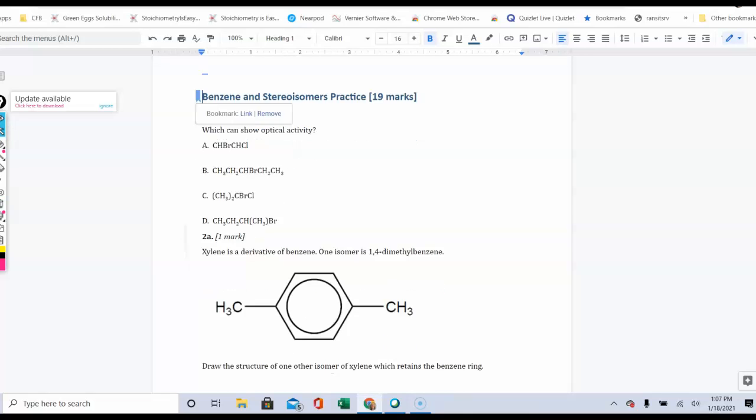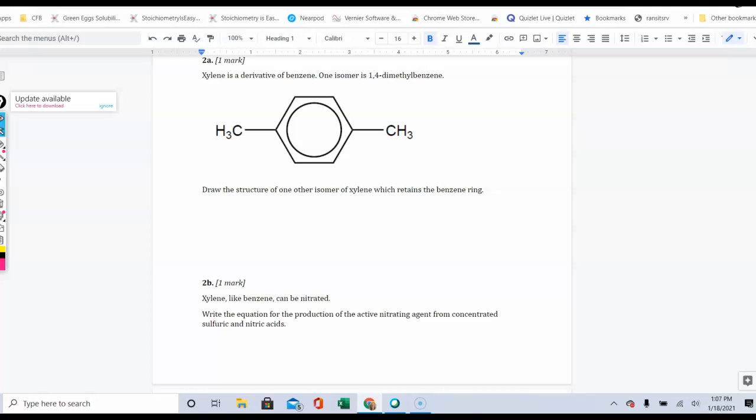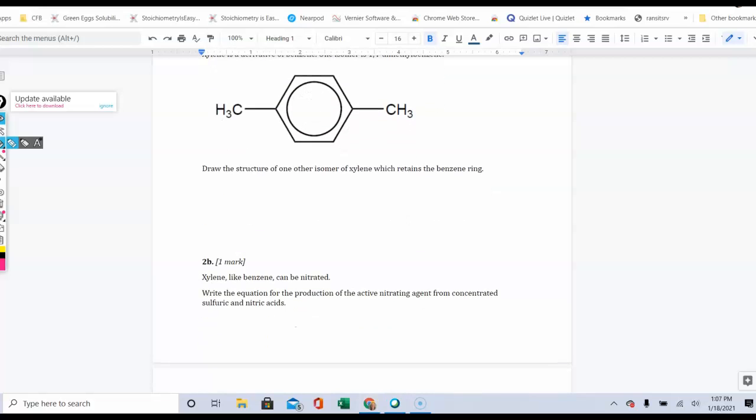Okay, so we're going to move on to this next one. Xylene is a derivative of benzene. One isomer is 1,4-dimethylbenzene. So there's that. Draw the structure of one other isomer of xylene, which retains the benzene ring. So basically, since this is the P designation, you can pick the M designation or the O designation, and that would be what you need. So we can go ahead and draw that in. So I would have CH3 here, and instead of putting it down here, I would put it over to the side. So there's my M designation, and that would be the structure of one other isomer.